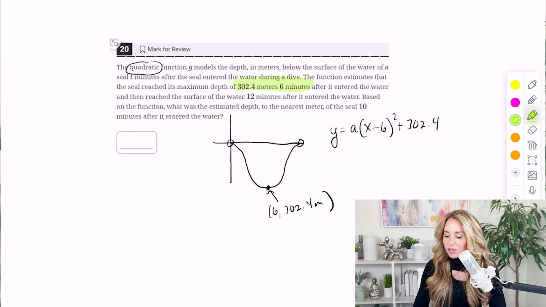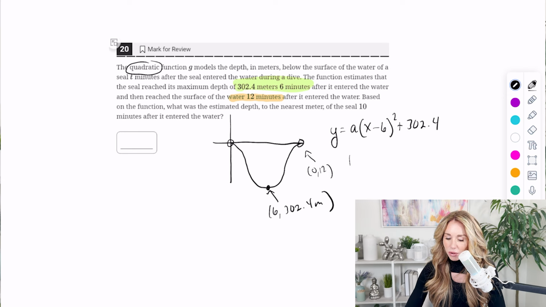Now, what we're going to use is another point. They said it basically came back to the surface of the water 12 minutes later. So here we are 12 minutes later. So at 12, 0, there's a point. So I'm going to put in 12, or sorry, 12, 0, because minutes is X. So let's fix that. I'm going to put in 0 for Y, and I'm going to put in 12 for X and solve for A.